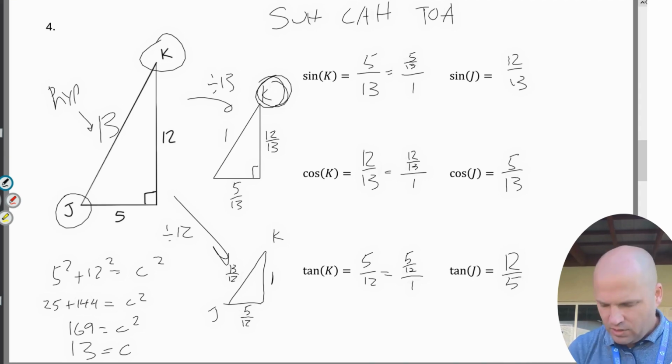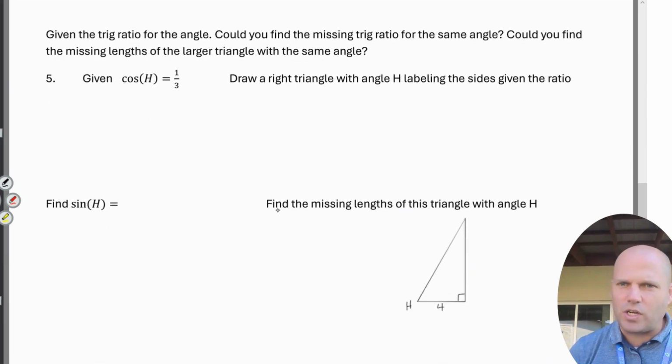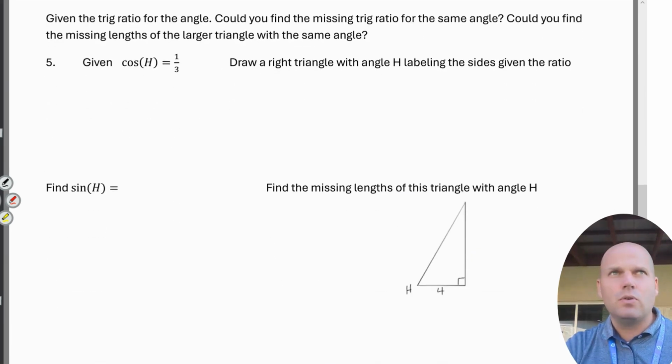All right, so understanding this, that leads us to the essential questions of the day. If I give you the ratio of an angle in a right triangle, could you give me all of the lengths of that triangle? Could you scale that triangle?